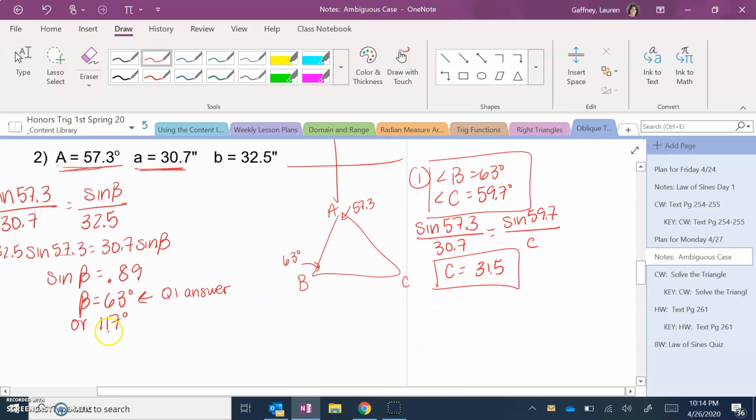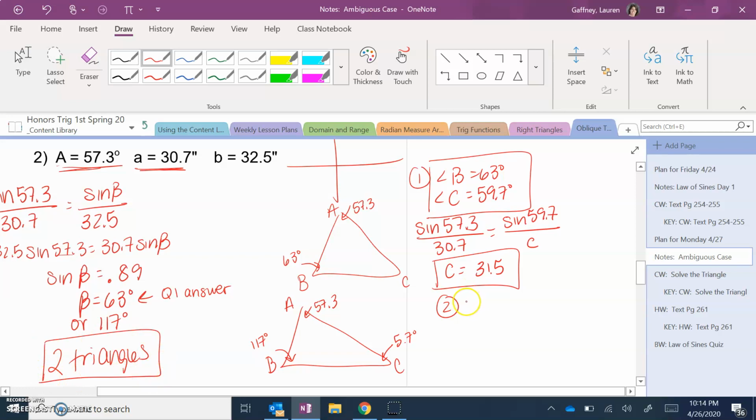Now let's see what happens with this 117 degrees. Once again, not to scale at all. If this is 57.3 degrees and this is 117 degrees, do we have room for a third angle? Let's take 180, subtract those two, and yes, indeed, I have 5.7 degrees left here. So this is actually going to form two triangles.